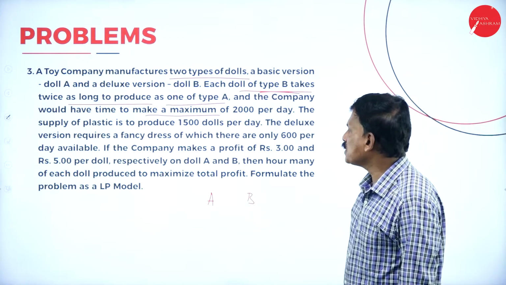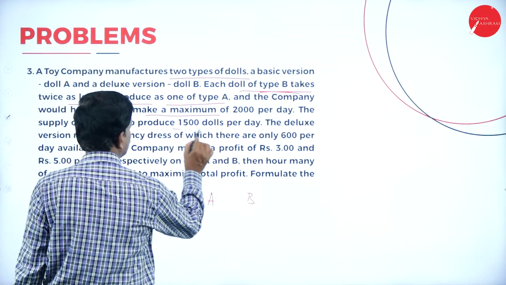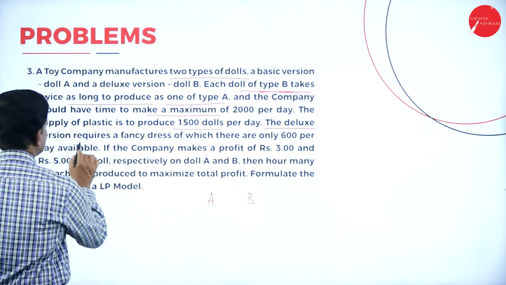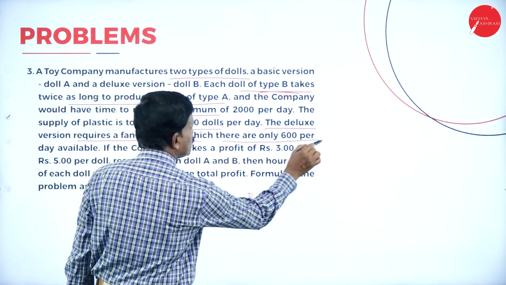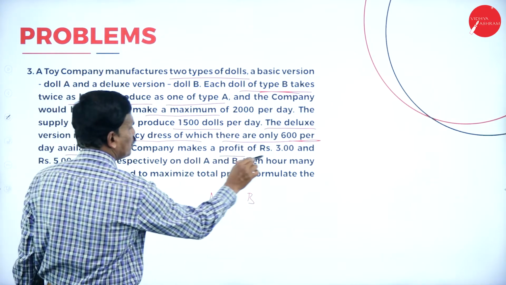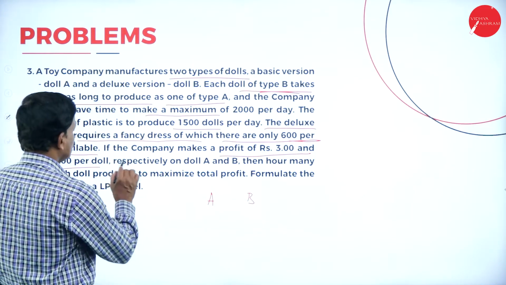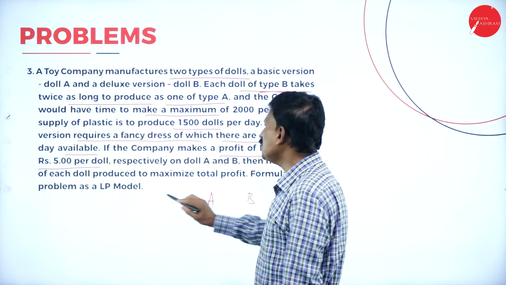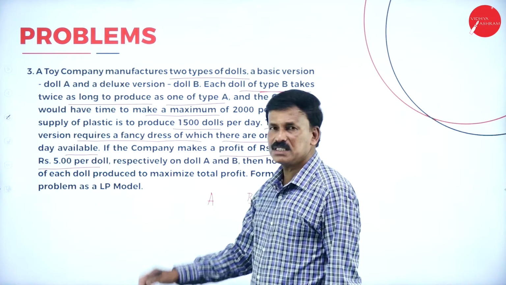The supply of plastic is to produce 1500 dolls per day. The deluxe version requires a fancy dress of which there are only 600 per day available. If the company makes a profit of rupees 3 and rupees 2 per doll respectively on A and B, then how many of each doll should be produced to maximize total profit? Formulate this as an LPP.